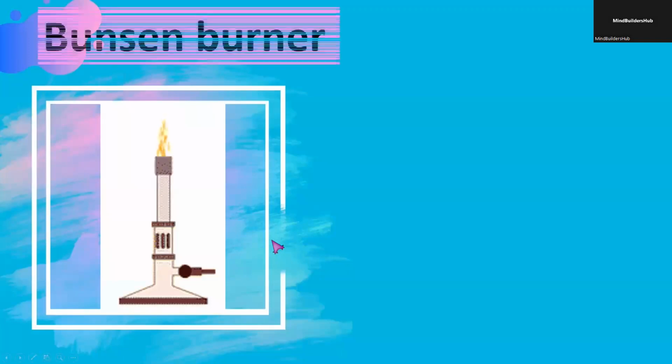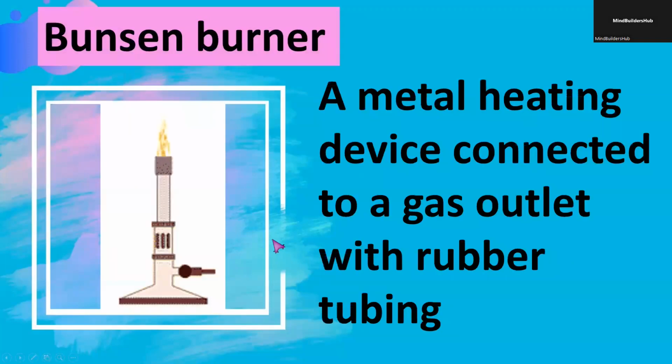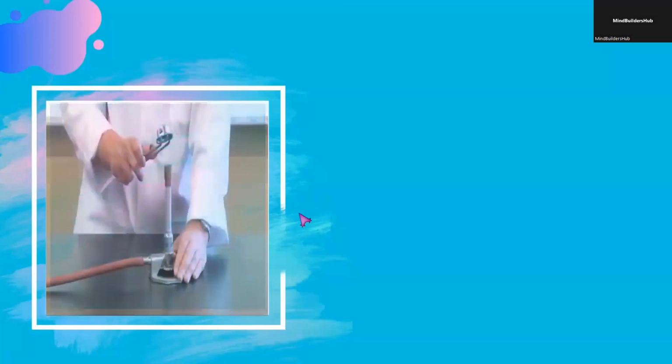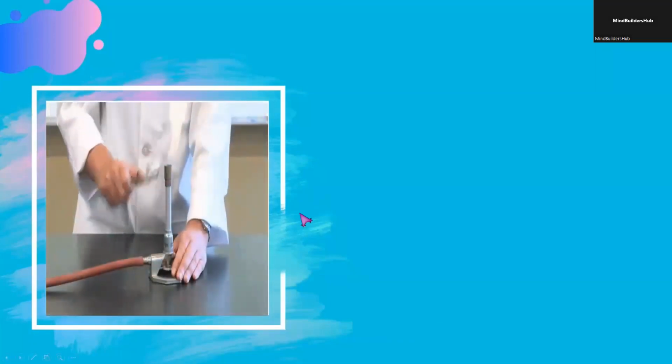This is called the Bunsen burner. It is a metal heating device connected to a gas outlet with a rubber tubing. And then just like a stove, you may just turn it on with a match, and the amount of flame is much higher or greater than the amount of flame produced by another, like the alcohol lamp. So that's the Bunsen burner, and this is how it works.